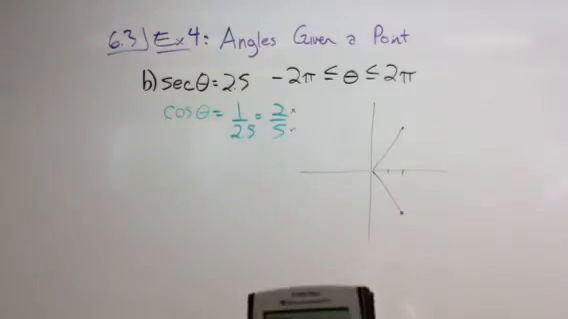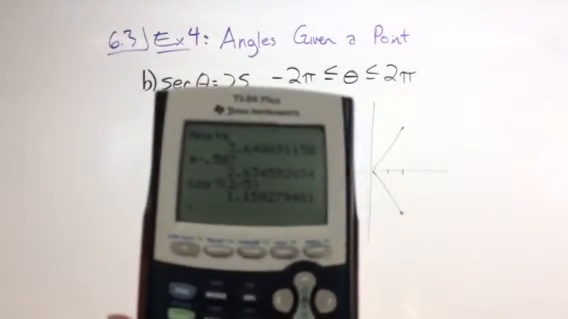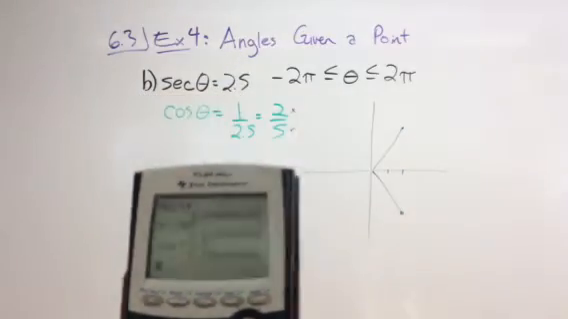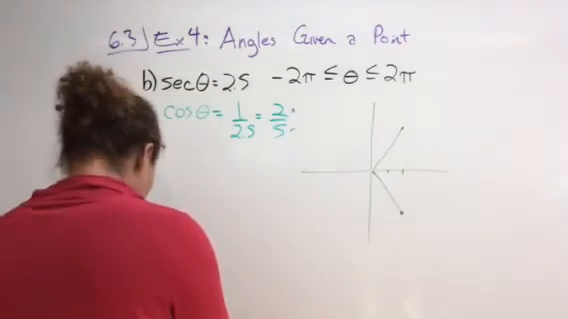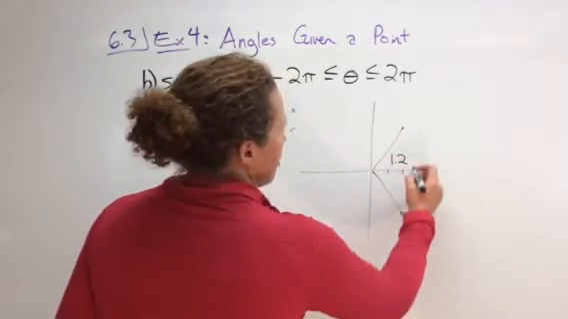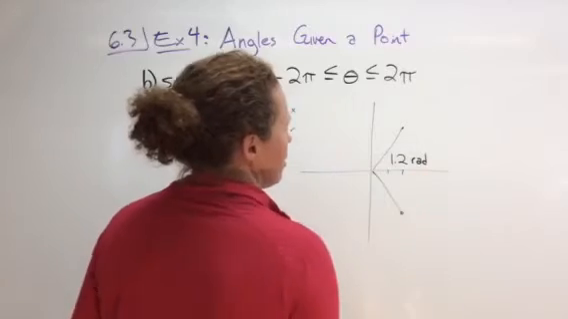Which gives me 1.159, so 1.2, I guess, if we want to round it off to 1 decimal place. So that means it's 1.2 radians.